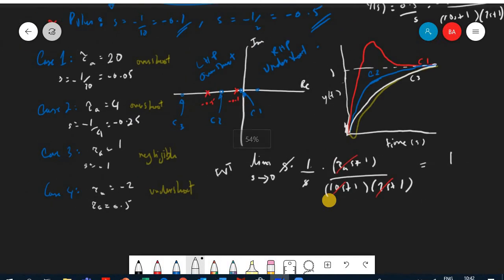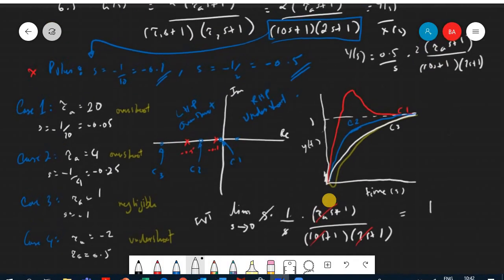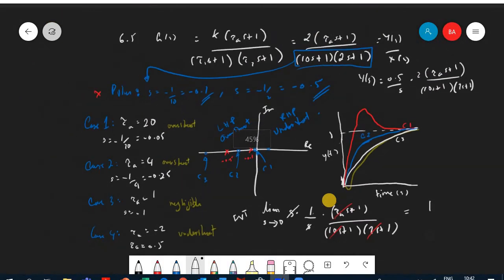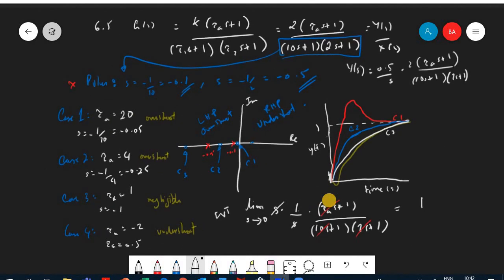So that is the solution that you have for 6.5. That was a good problem, so let's go and solve now 6.6.